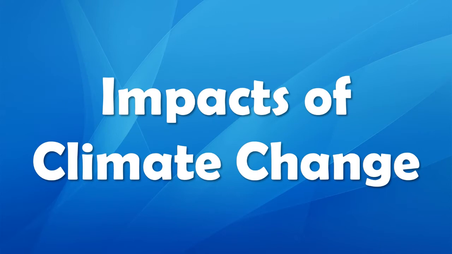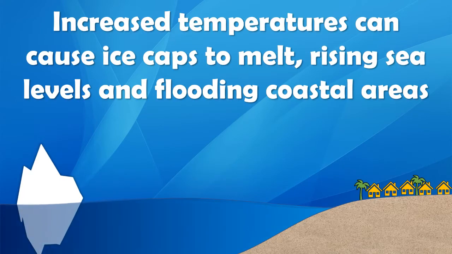Now let's look at the impacts of climate change. Alright, so the temperature's gone up, there's a lot of greenhouse gases, so what? What's the impact? Well, considering that most people live along the coast, it actually is quite significant. Here we can see an iceberg on the left and a small settlement on the right.